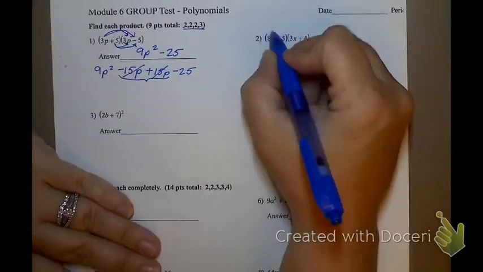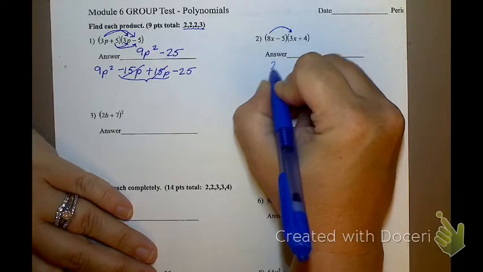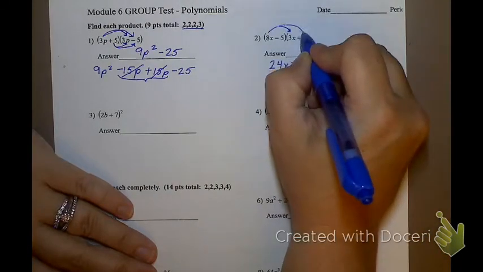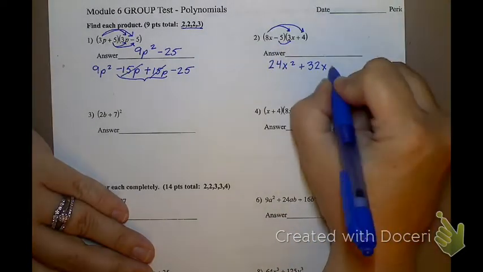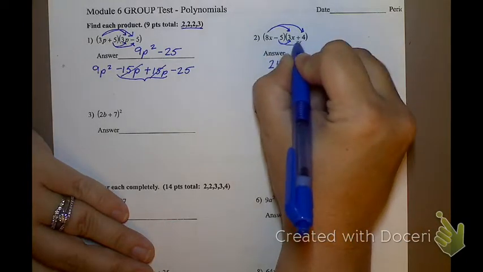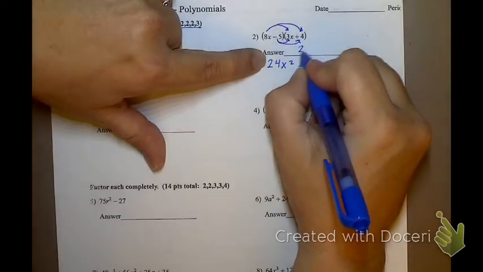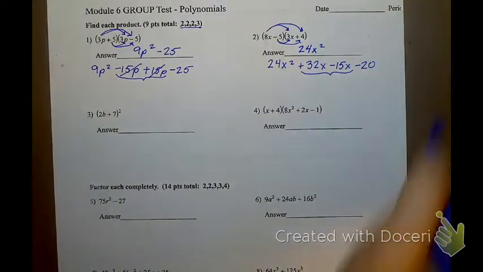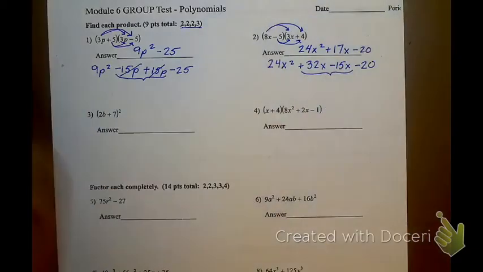Number 2, same thing. I'm going to use multiplication with the distributive method. So 8x times 3x is 24x squared. Again, you can use the box method. That's totally fine. I'm just too lazy to draw the box. 8x times 4, 32x. Negative 5 times 3x, negative 15x. And negative 5 times positive 4, negative 20. So combining like terms, I'm still going to have 24x squared first. 32x minus 15x, what does that give me? Plus 17x. And then minus 20. Questions there? Most everybody got those guys right.